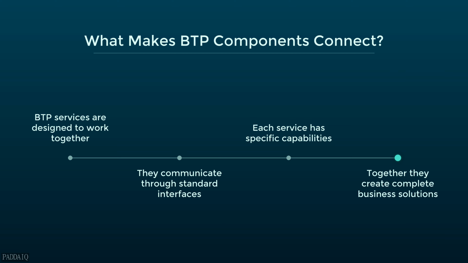Together they create complete business solutions. This means individual BTP services combine to address complex business needs seamlessly. For instance, an app built with the Business Application Studio can use the SAP HANA Cloud database and integrate with SuccessFactors via the Integration Suite to automate HR processes. This synergy ensures all components work as one unified system.